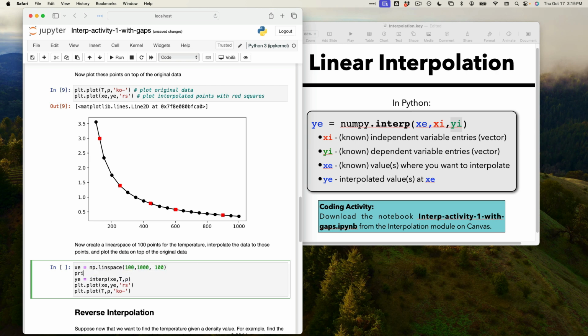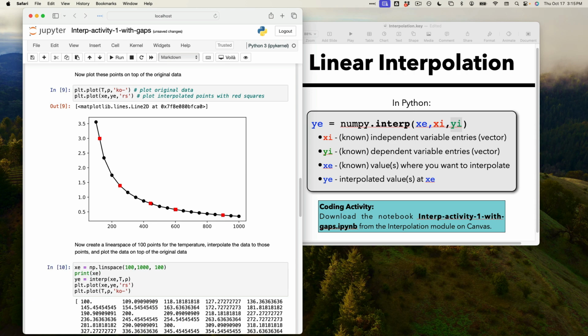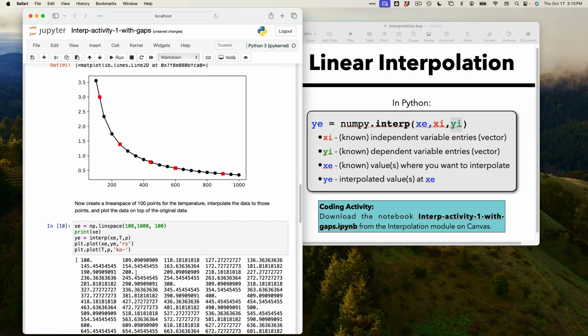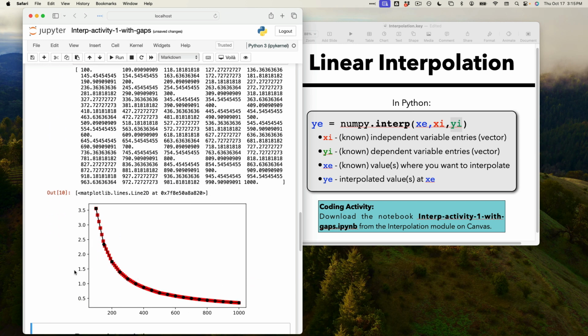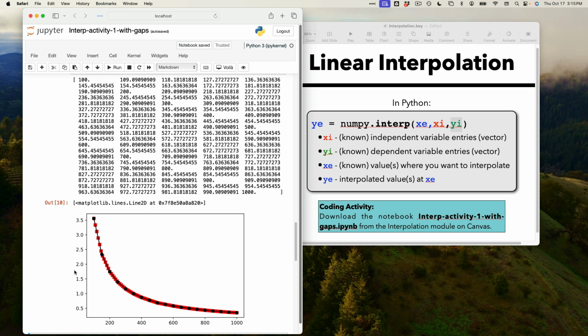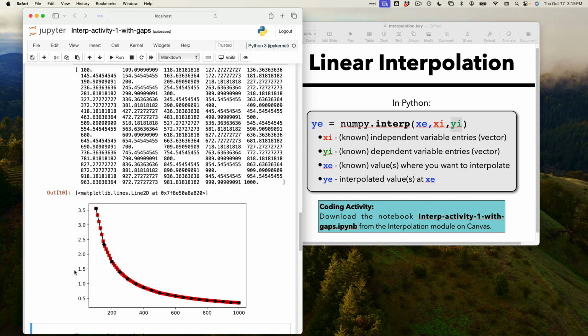Great. If you're in doubt, you print it, print x_e if you want. And then you see all of the new temperature points. And then you see the plot. Look at that. It's exactly what we expect. All the interpolated points fall within their respective straight lines. And not only that. Look at this first point. The temperature is 100, which belongs to the original data set.